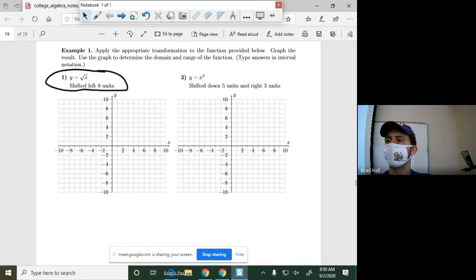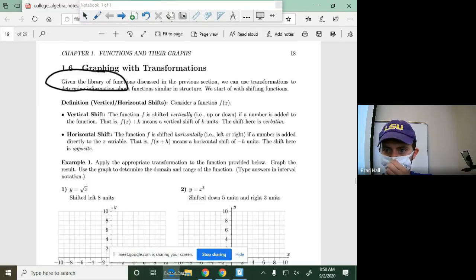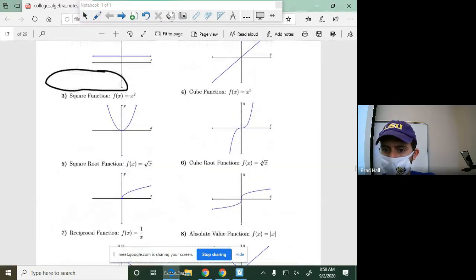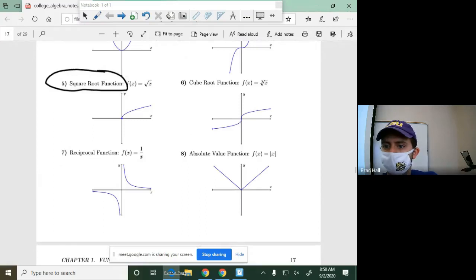To know what its shape looks like, we're going to go back to that library of functions. So remember, square root of x. Let's keep that in our minds. So for number 5 here, the square root function, it's this arc. So now we have an idea of what the shape is. And what it says is take that shape and move it, I think it said to the left 8. So we're going to take that exact shape, just move it to the left 8.